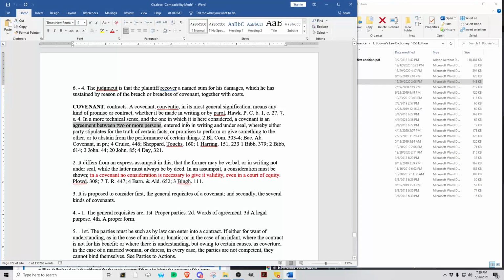So, covenant, contracts. A covenant in the most general signification means any kind of promise or contract, whether made in writing or by parole. In a more technical sense, and one in which it is here considered, a covenant is an agreement between two or more persons entered into in writing and under seal. That's the point. Whereby either party stipulates for the truth of certain facts or promises to perform or give something to the other, or to abstain from the performance of certain things.